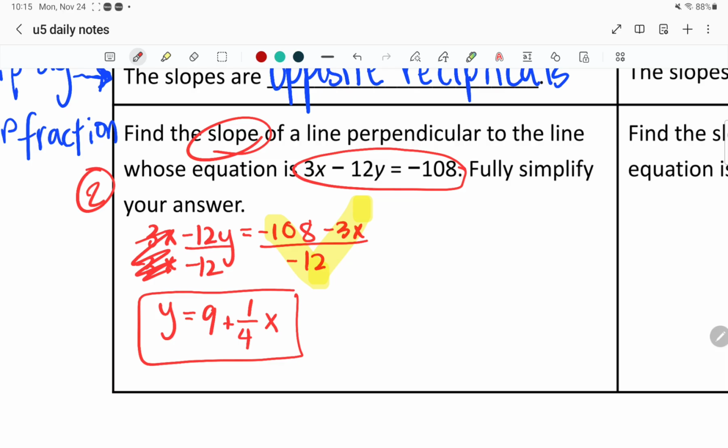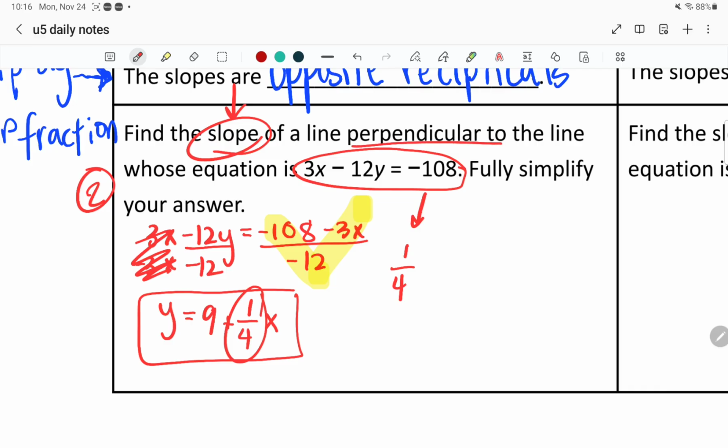I did that because my job is to find the slope and I needed the slope. So I take a look at this and I say, well, my slope was 1/4. Okay. Like the whole point in doing all that math was so that I could pick the slope out of the equation. So that's what we're doing. We put it right here. And then this is perpendicular.